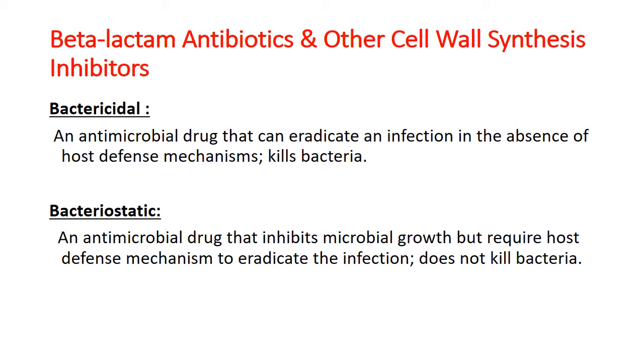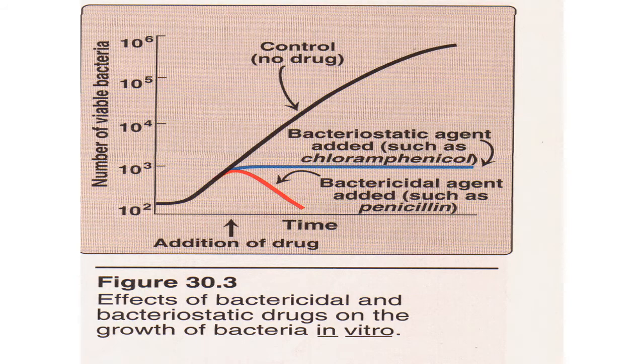We have this introduction about antibiotics and some very important definitions. Bactericidal is an antimicrobial drug that can eradicate an infection in the absence of host defense mechanisms, which means it kills bacteria. While bacteriostatic is an antimicrobial drug that inhibits microbial growth but requires host defense mechanisms to eradicate the infection. It does not kill bacteria. This figure shows us the effect of bactericidal and bacteriostatic drugs on the growth of bacteria.